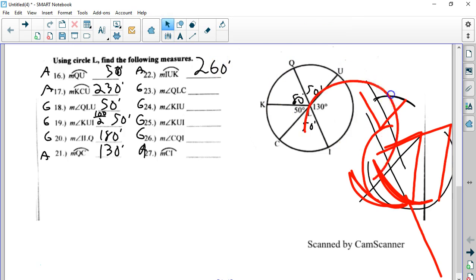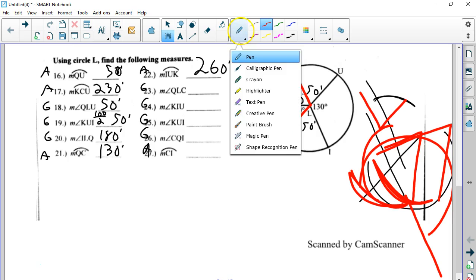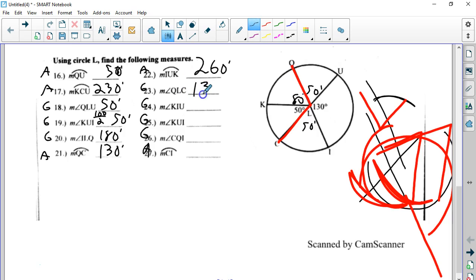So you can see how easy it is to make a mistake, even when you know what you're doing, and you have little hints here. It's still possible to screw up, so just be careful. QLC, I want to reiterate to myself, it's an angle. QLC, so from Q to L to C, that's a central angle, 80 plus 50, 130 degrees.